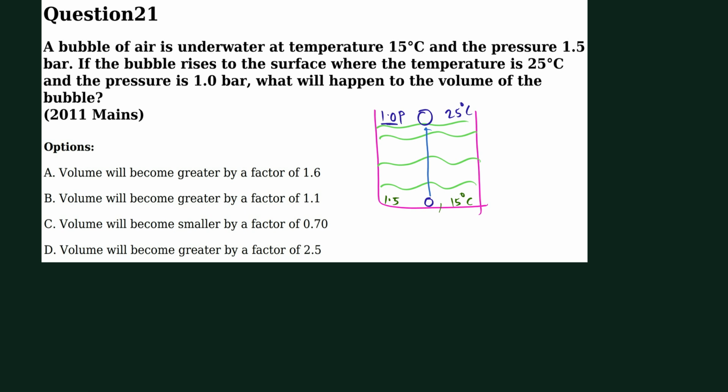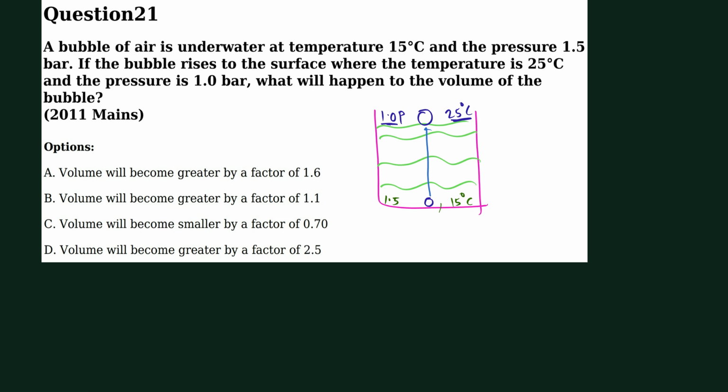This is the pressure, 1 bar, and 25 degrees Celsius is the temperature. When this bubble rises to the surface, the size of the bubble increases to how many times? That we need to find out here. Is it clear, everyone? When it is inside, under the water, the size of the bubble is smaller. When it rises to the surface of the water, pressure decreases, volume increases.